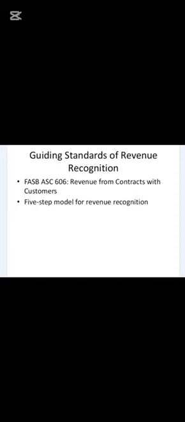This typically occurs when goods or services have been performed or delivered. It is realizable. And this means that there is a reasonable certainty that payment will be received, which often coincides with the delivery of goods or services. Now, let us look at the guiding standards of revenue recognition.